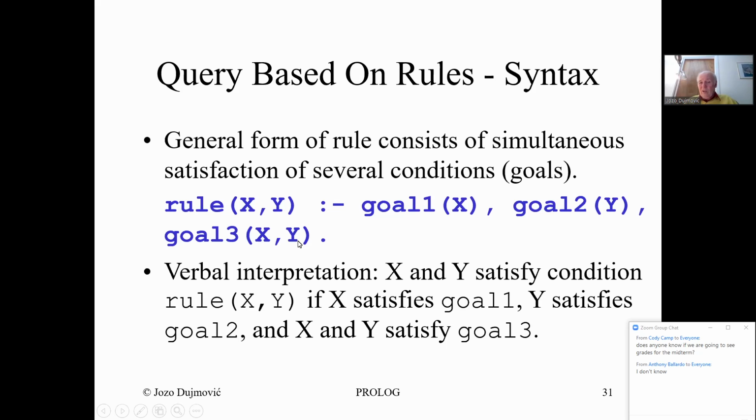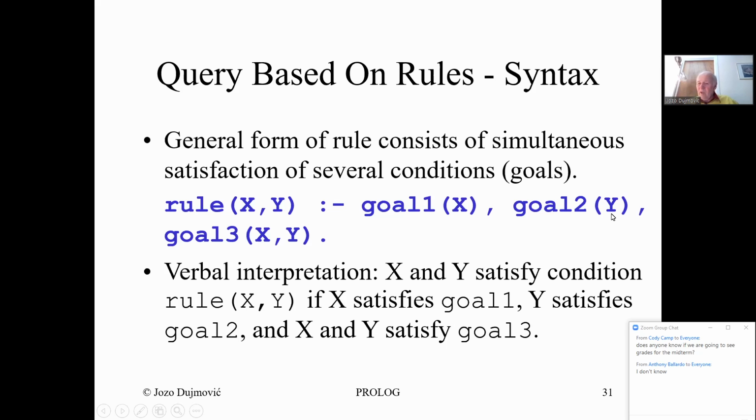There are 2 possibilities. We succeed. In that case, you are going to get as the results this x and y. The other possibility is that we fail. If we fail, then the answer will not be no. But if we fail with this x and y, then PROLOG will go back to the previous goal, this goal 2, and will try to satisfy goal 2 with another y.